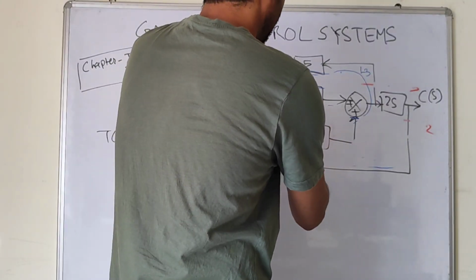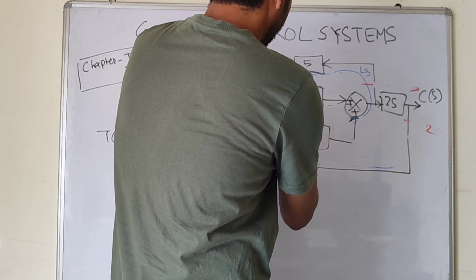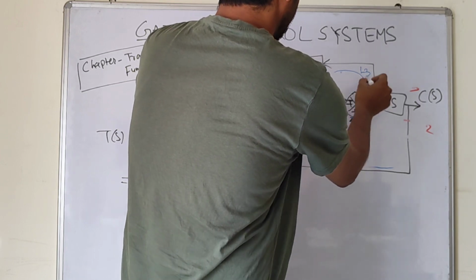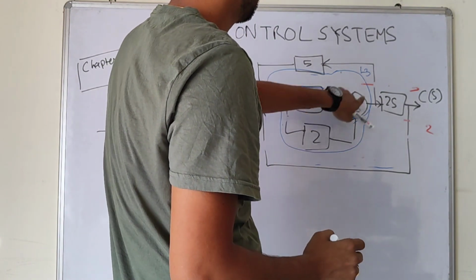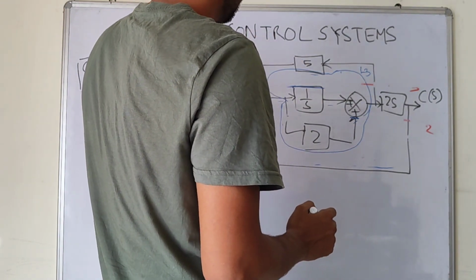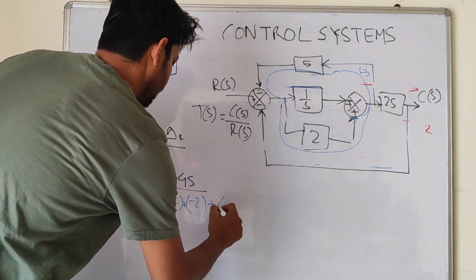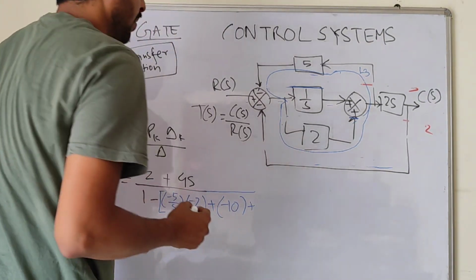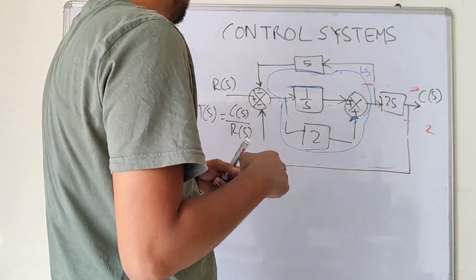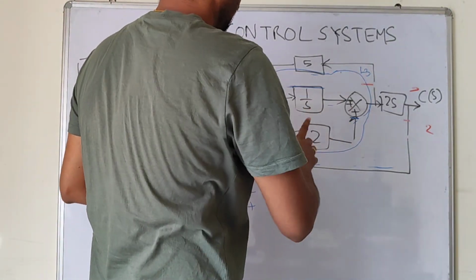Next loop is this one. Starting from here, it's going here and connecting. This is the loop 3. So this will be 2 into 5, 10. And then it's going to negative terminal, so minus 10. Okay. So we have dealt with this L3 loop also.